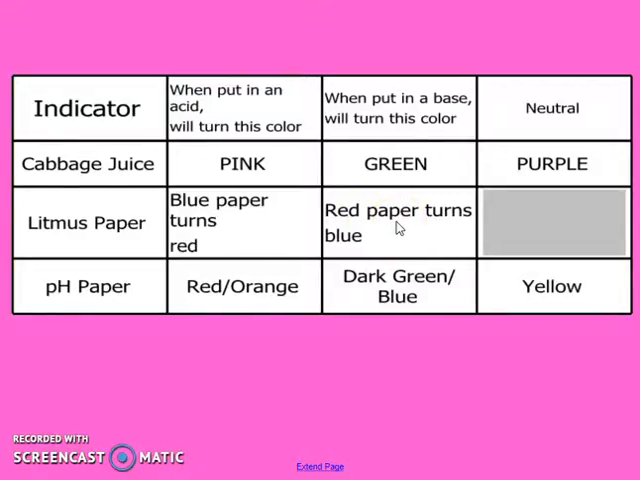And then pH paper is the most specific. So if you have an acid that's tested with pH paper, it's going to be somewhere in the red to orange side of the scale, depending on the pH number. And in a base, it's going to be either a dark green or blue, with a neutral substance ending up turning yellow with pH paper. So again, pH paper is the most specific. It's not only going to tell you if it's an acid or base, but it's going to give you a specific value for that pH.